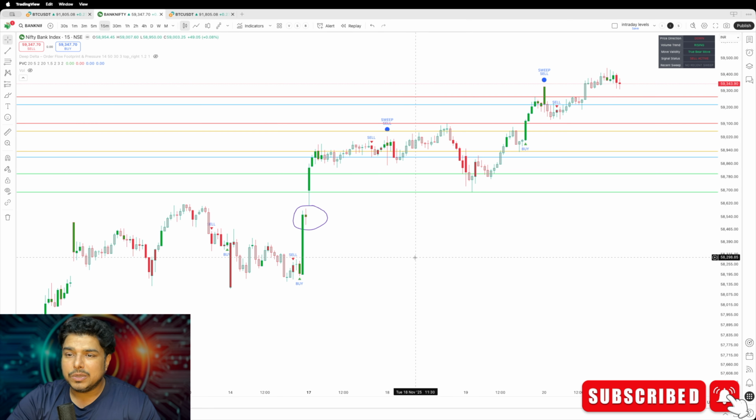It is a combination of these three elements. First is price volume correlation. Second is sweep, and third one is the previous day values. So that makes this indicator powerful.